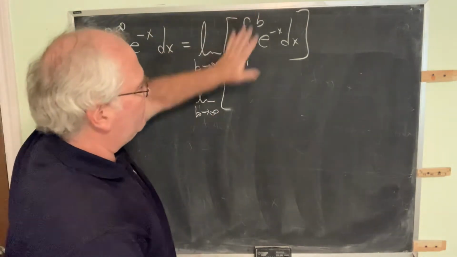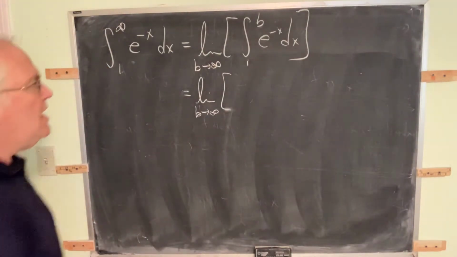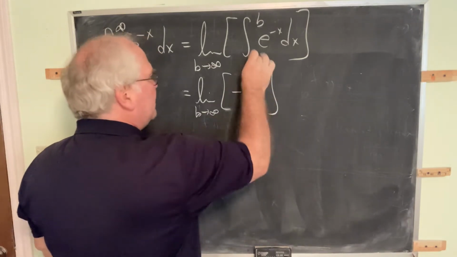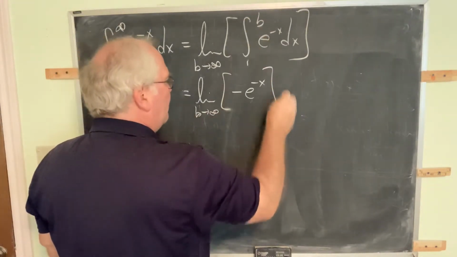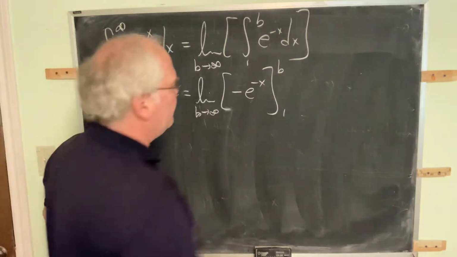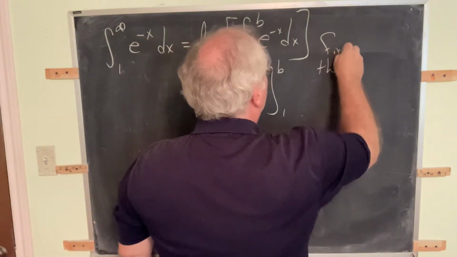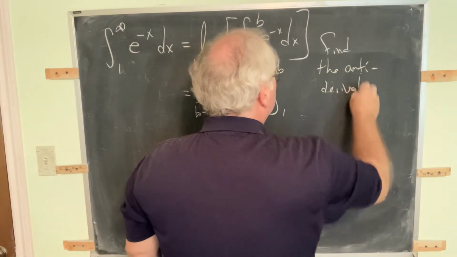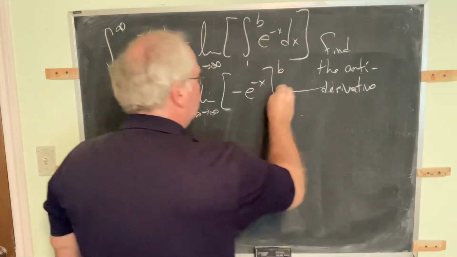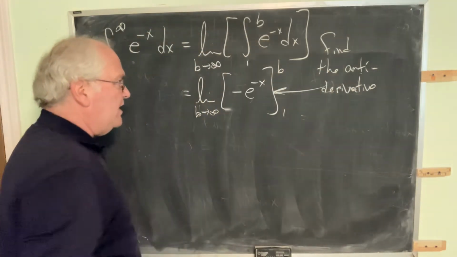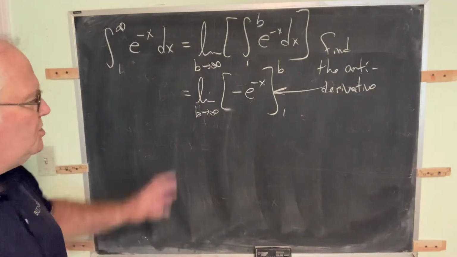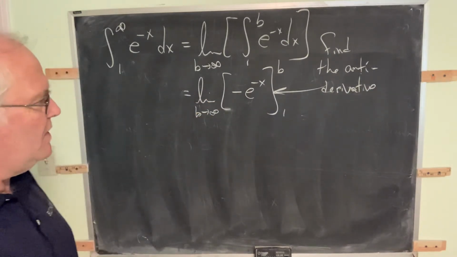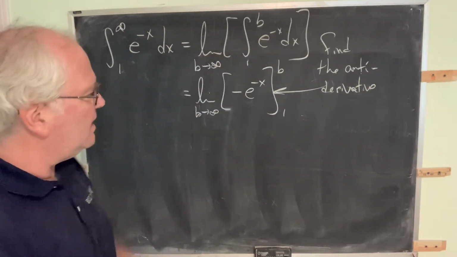What is the antiderivative of e to the negative x? This is the 1 over a rule. The antiderivative of e to the negative x is negative e to the negative x. But this is a definite integral. It's evaluated from 1 to b. So you find the antiderivative as usual, the antiderivative of e to the negative x. If you need to, it's a u substitution. You could just say this is the 1 over a rule. But by hook or by crook, that's the antiderivative. Notice it's negative because this is negative x.